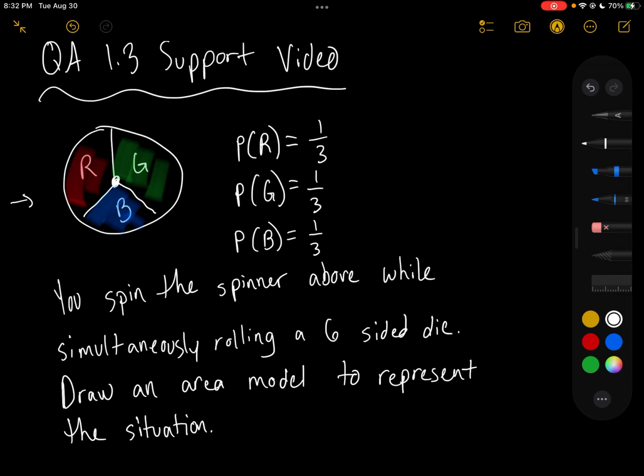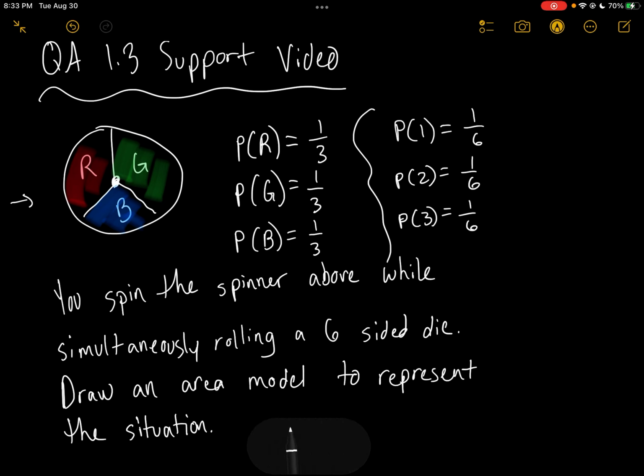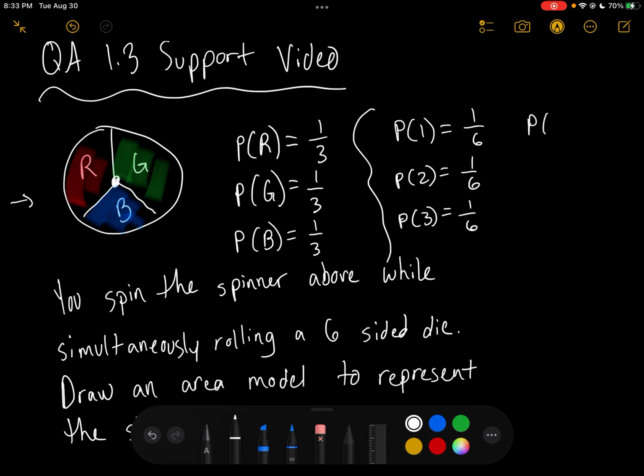At the same time that we spin the spinner, we are also rolling a 6-sided die. If we look at your standard 6-sided die, the separate second event here is that we have 6 outcomes. You can roll a 1, you can roll a 2, and so on. For each roll, out of the 6 sides, each roll represents only one of those 6 sides. I'm just going to finish writing these in. Every single probability has a chance of 1 out of 6.